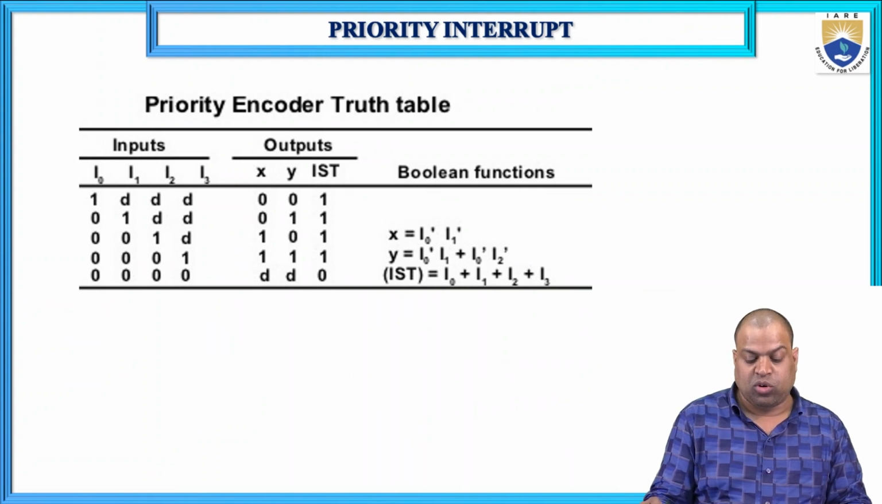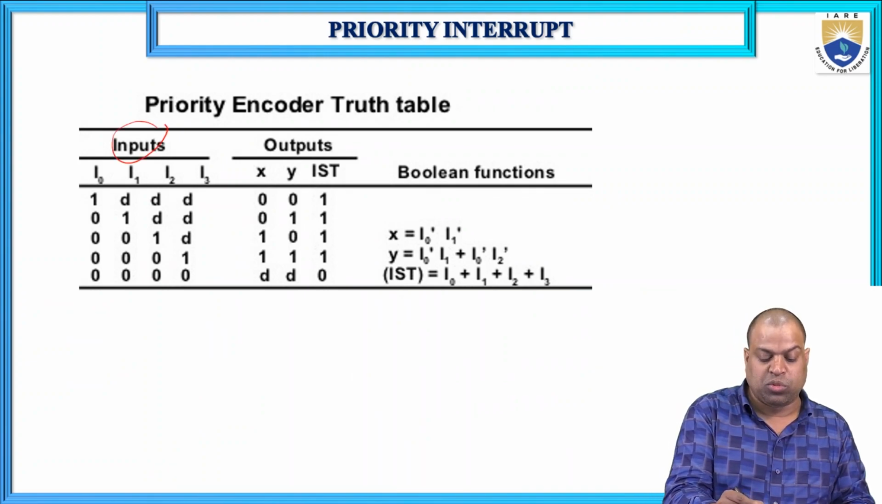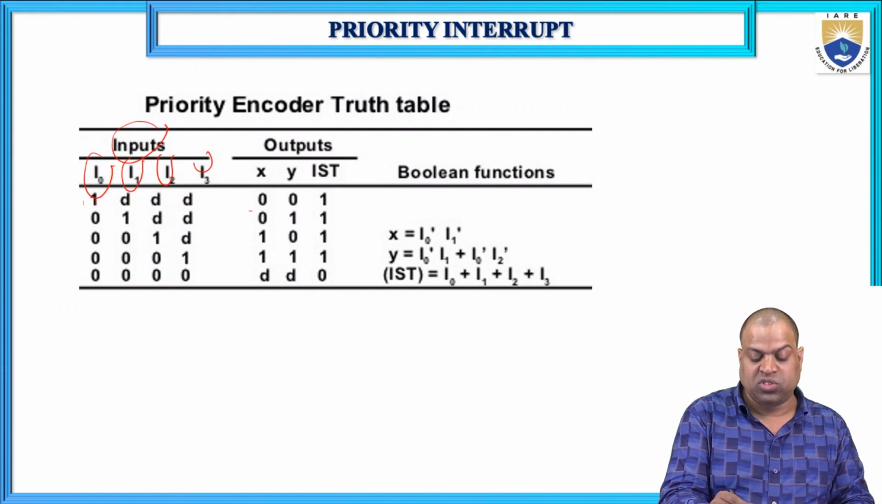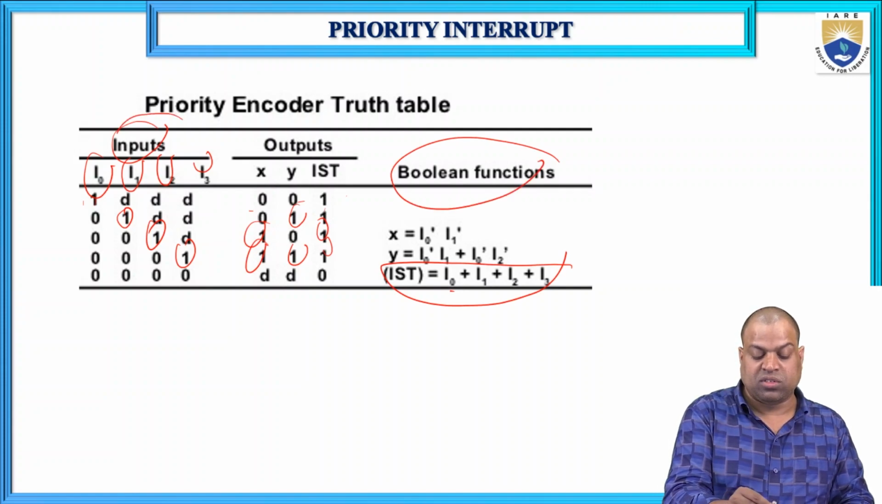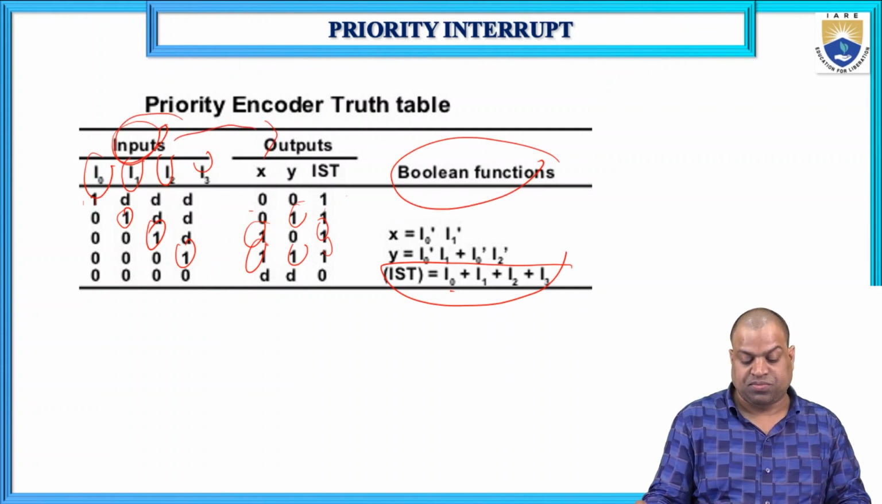And it is a priority encoder with a truth table. Here I am taking 4 inputs, I0, I1, I2, I3. So I am taking I0 equal to 1, the remaining are constant. So the output is 0, 0, 1. If I take this one as 1, then 1, 1. This one is 1, 1, 0, 1. And this one is 1, 1, 1, 1. So x equals I0 dash into I1 dash, y equals I0 dash into I1 plus I2 dash into I2 dash. So highest equals I0 plus I1 plus I2 plus I3. So it is a Boolean function with inputs and outputs.